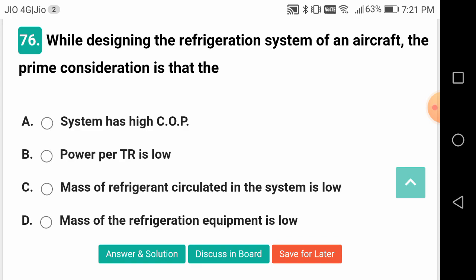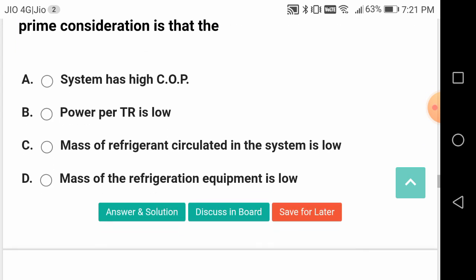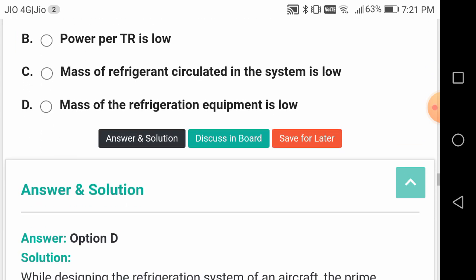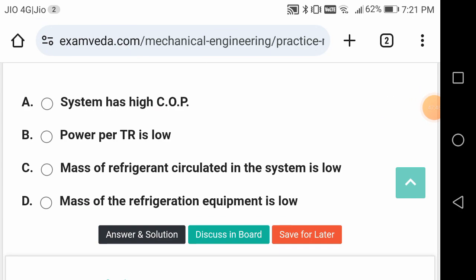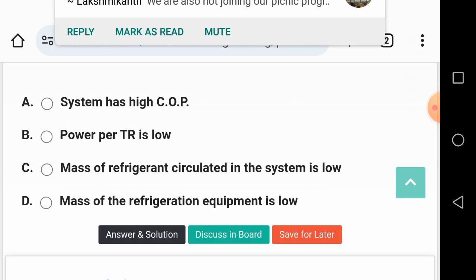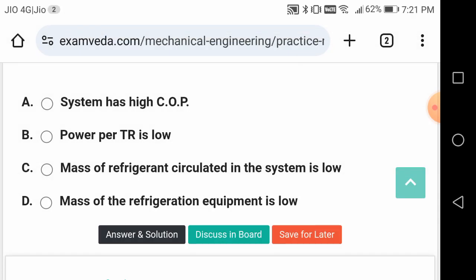While designing the refrigeration system of an aircraft, the prime consideration, this is a good question, friends, is that the mass of the refrigeration equipment should be low because it has to fly at very high altitudes. So taking larger weights will be difficult. It will be a load on the aircraft. So our effort will always be to reduce the mass of the refrigeration equipment as low as possible.